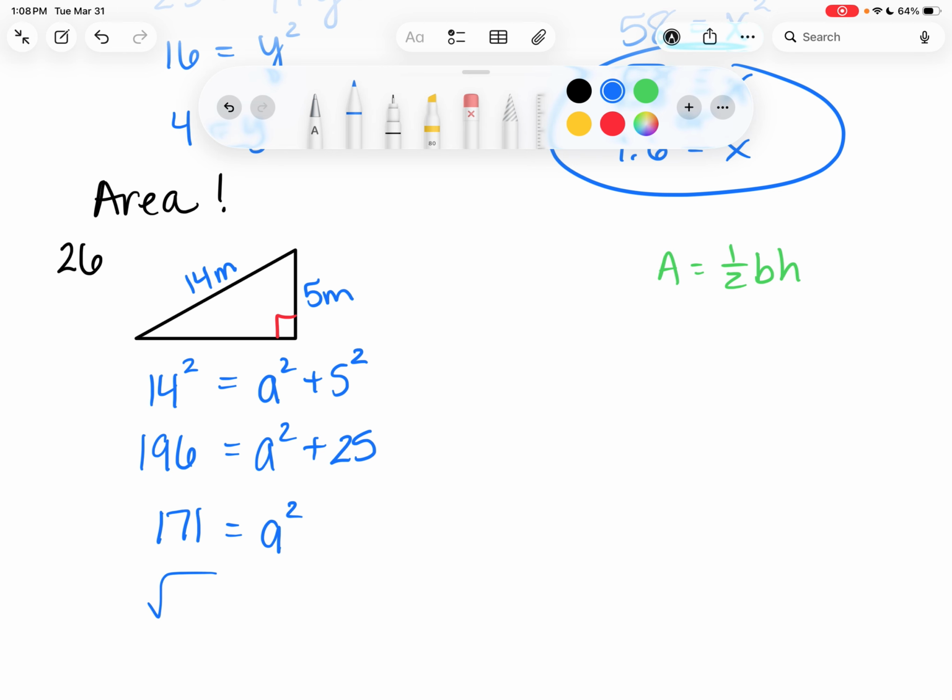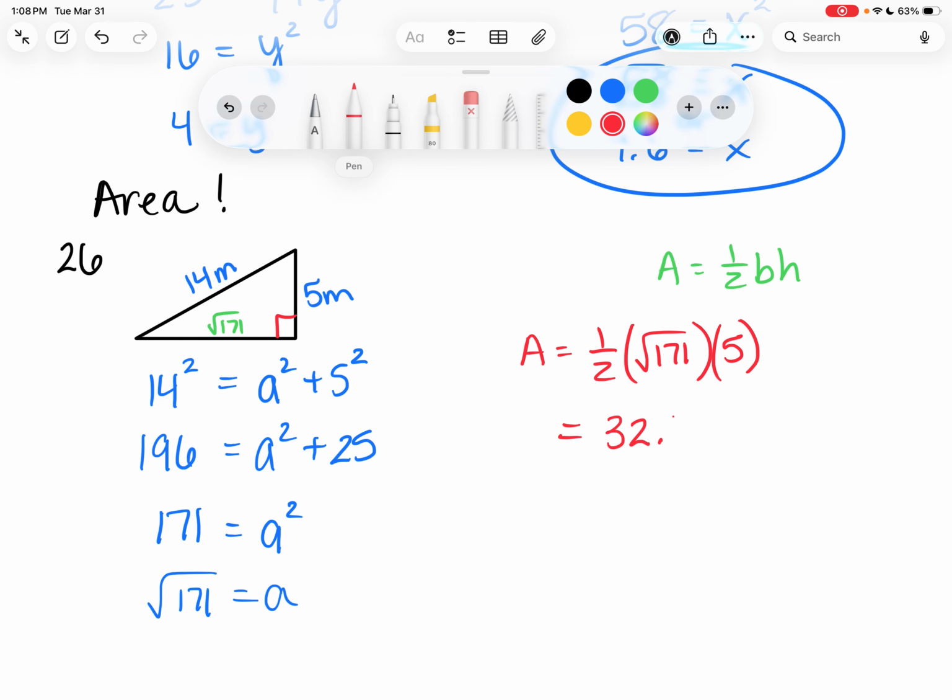So we got then the square root of 171. Is that a perfect square? 13.07. So I would probably leave, well, it's fine. You can go ahead and find the decimal. So then I'm going to plug it into the area formula. Area is equal to 1/2 times the square root of 171, or if you've already found the decimal, that's fine, times the height, which is 5. And what is that? Area equals 32.75 meters squared. 32.7 meters squared.